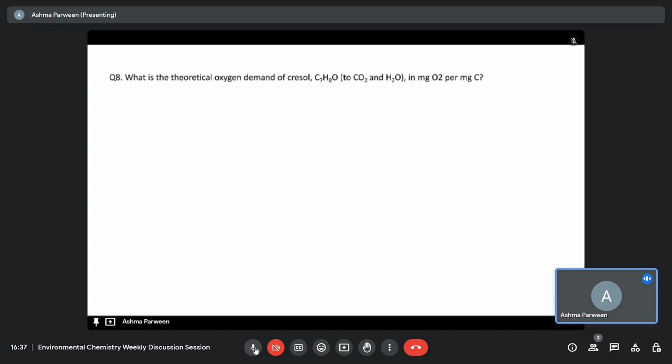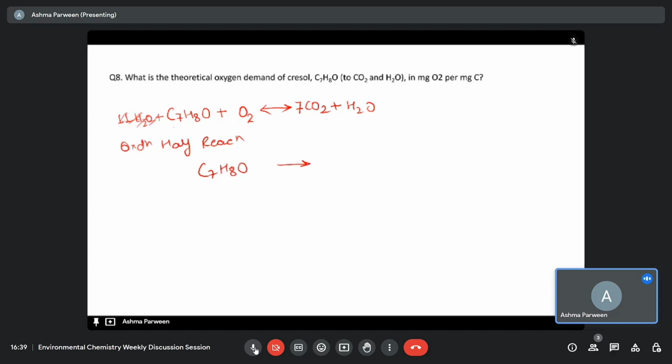Okay, let's start solving this question. First, we will balance the oxidation of cresol to CO2. So this is the reaction. First we'll balance the oxidation half reaction in which cresol is getting oxidized to CO2. So first we'll balance this reaction.